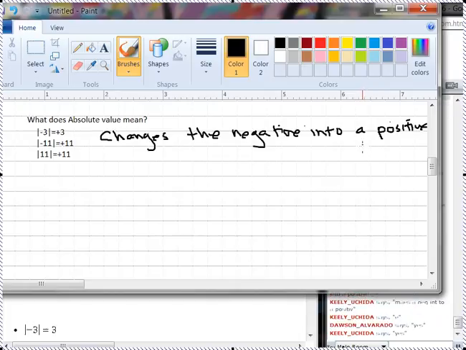That, my friends, is what you do, but it's not what the absolute value means. I want to show you what it means, because you are absolutely correct. It changes the negative to a positive. That is absolutely correct. And the reason why I want to show you what it means.